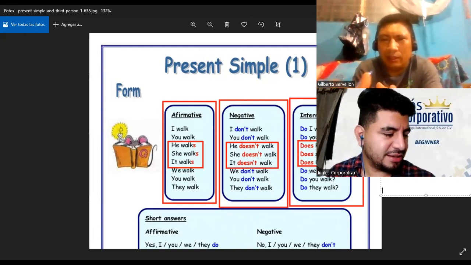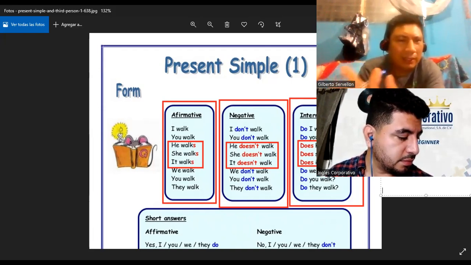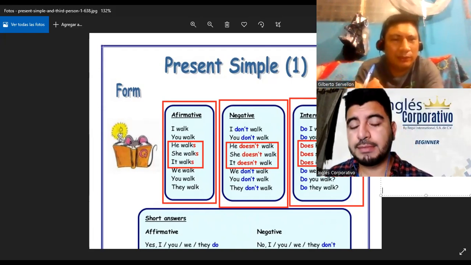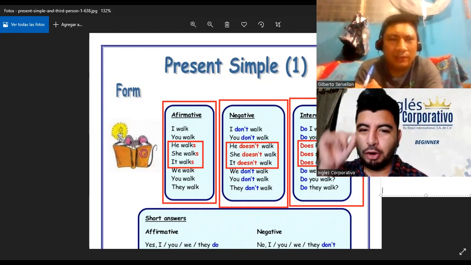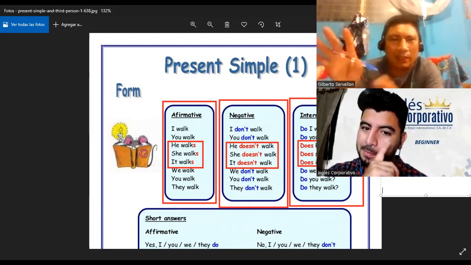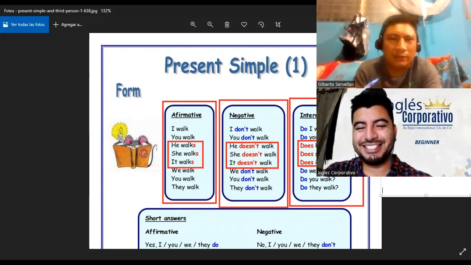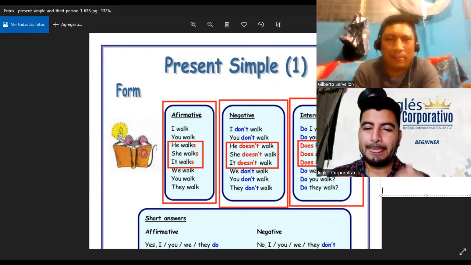¿O él estudia inglés? Él estudia inglés, yes. Ah, porque como el does no significa nada en la oración, ¿verdad? No, solo es como un signo, como para que se vea más elegante la oración. Algo así. Bien.